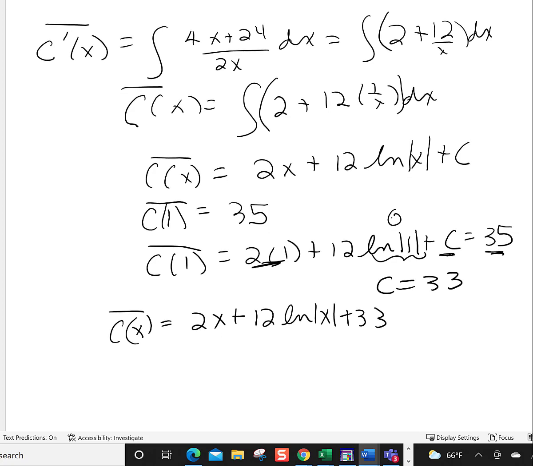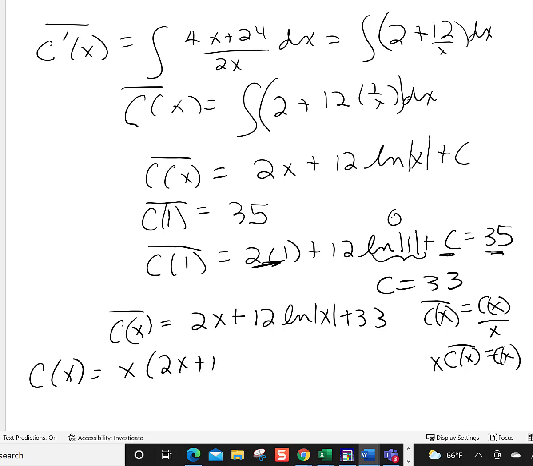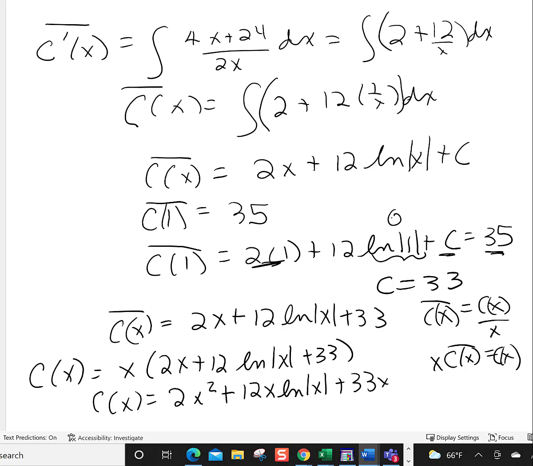The original question says find the cost function, so not the average cost, but just the cost. So remember, average cost is c of x over x. So if I do x times the average cost, I'll get back to the cost function. So I'm just going to take this average cost function and multiply it by x. So I have x times 2x plus 12 natural log of x plus 33. This says I have 2x squared plus, I'm going to write this as 12x natural log of x, and then plus 33x. You can't put the x and the ln of x part together, like that won't become x squared.